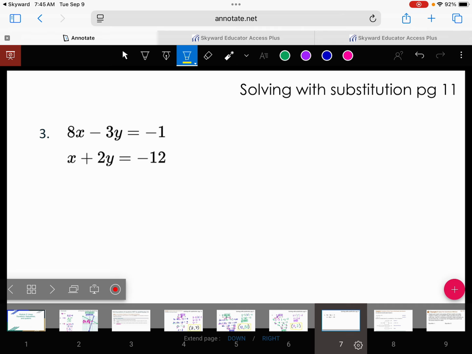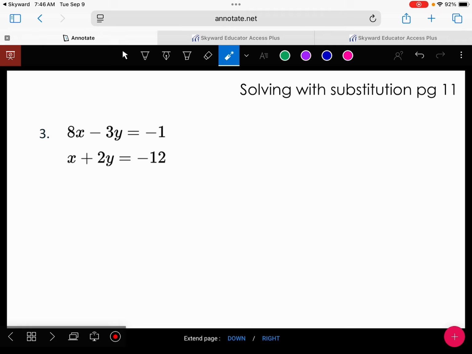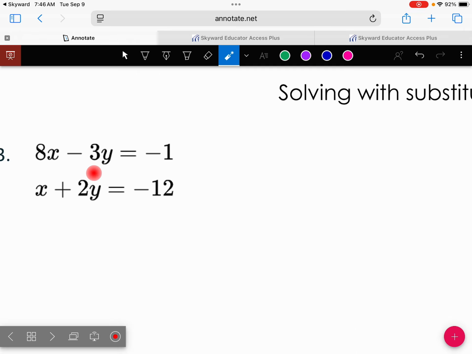This time they didn't just hand us an x equals or a y equals. There's not one straight up written nicely for it. But if we have here our 8x minus 3y equals minus 1, it's fine, but I don't see anything nice in there. Here I have x plus 2y equals negative 12. I see a variable in here that's very, very close to being x equals. If I just have one x and I want to do some substitution, I can make this be an x equals. What do I need to do to this equation to make it be x equals?